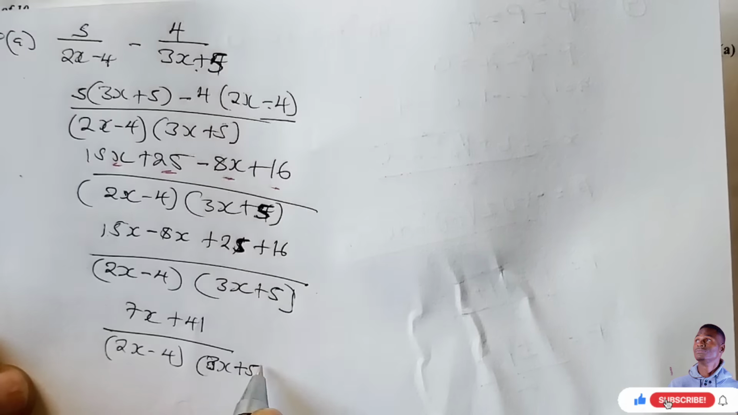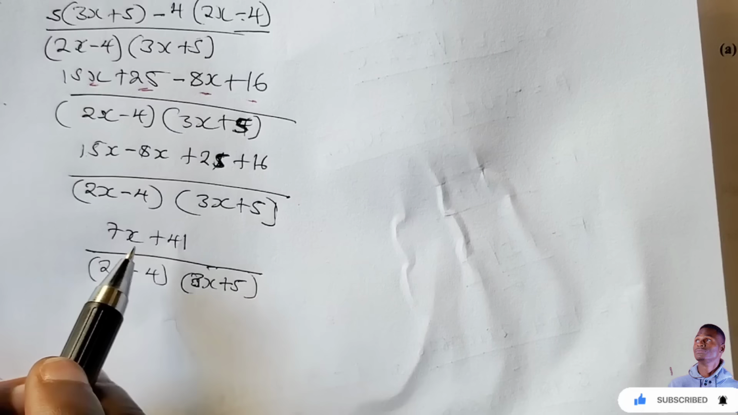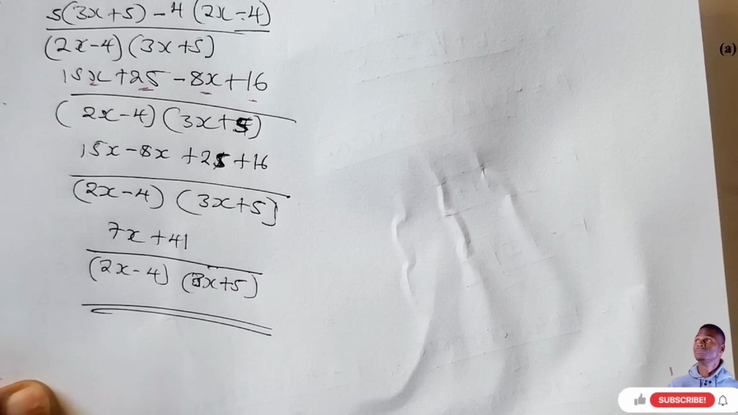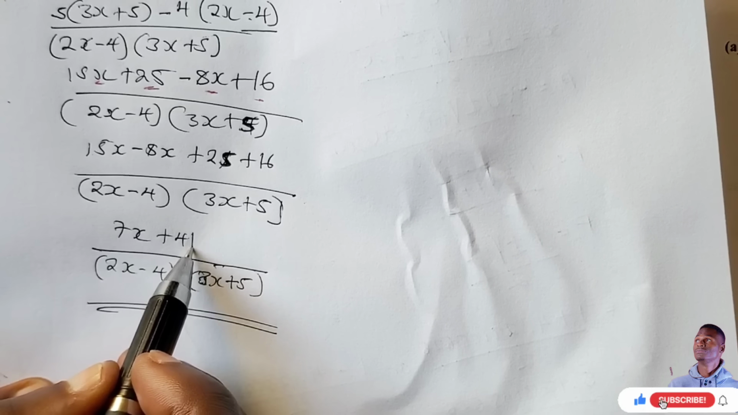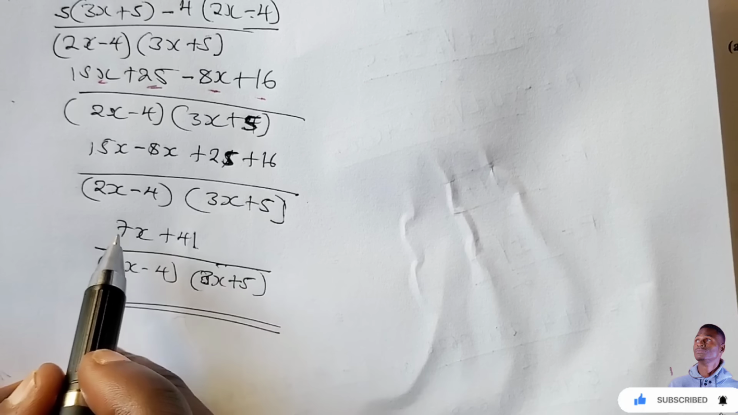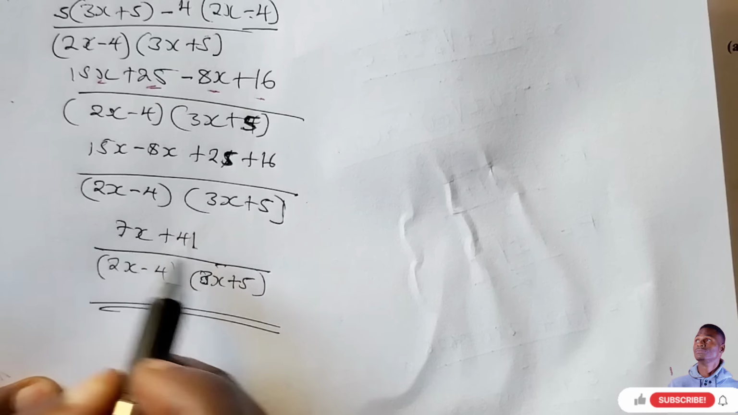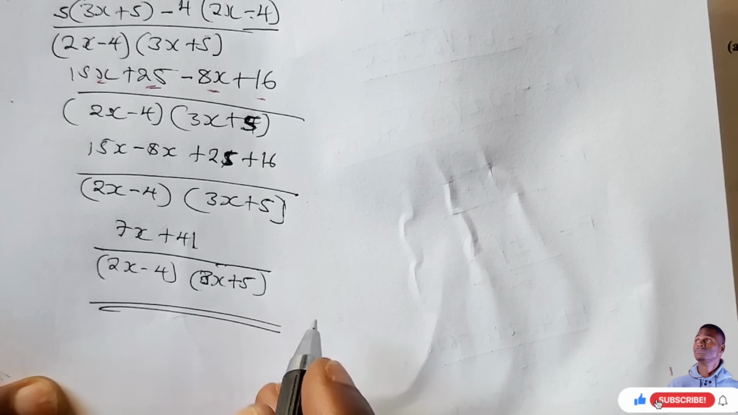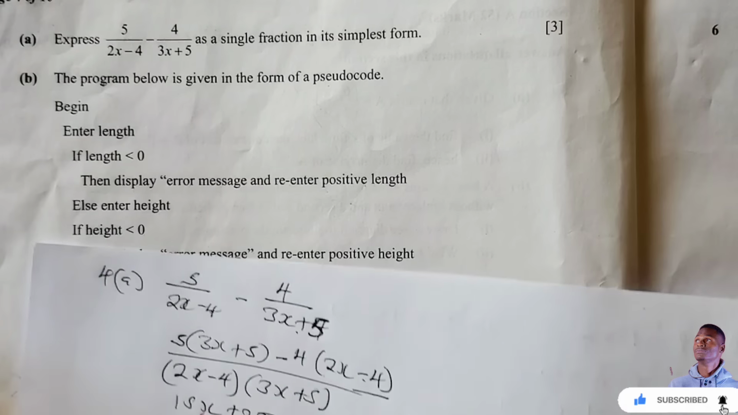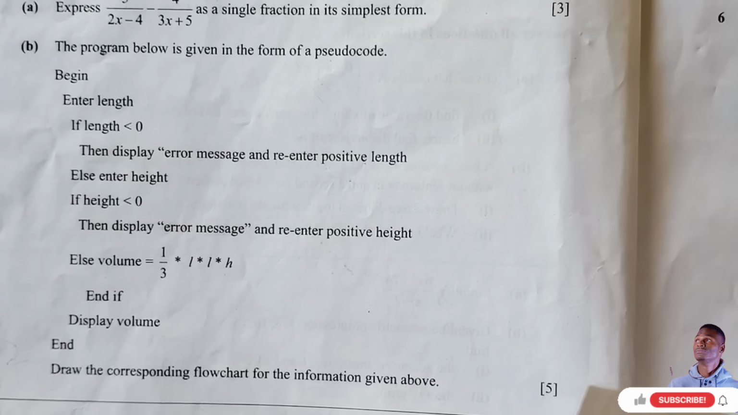Now, check. After reaching here, you also need to ask yourself, do you have anything common on the numerator and denominator? No, so this is the answer. But if this was 42, it would have been a different story because you can factorize. You are asked to give it in its simplest form because 7 can go into 42 6 times. But it's rare to bring such a question. So this is the answer. This is 4a. Are we together? 3 marks.